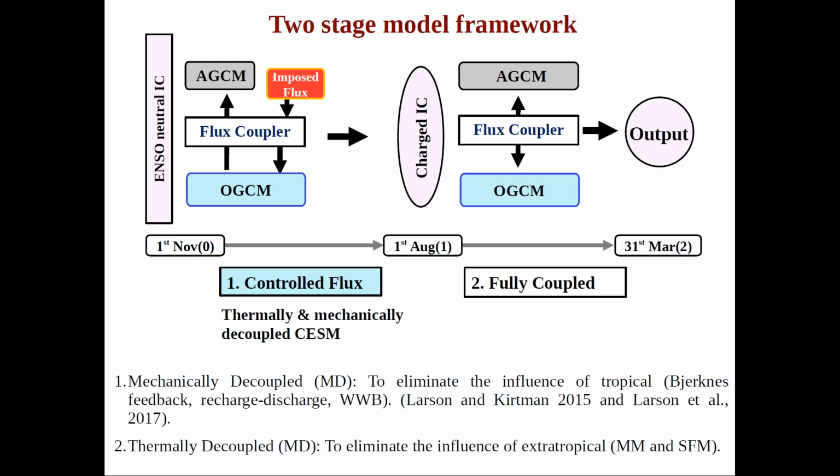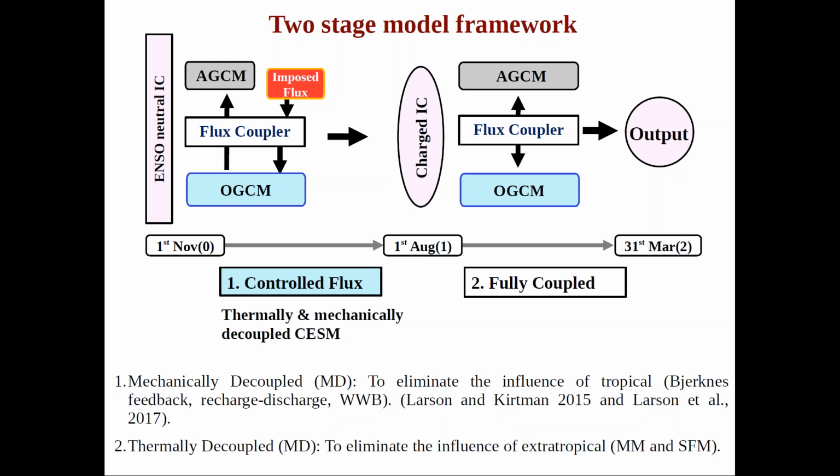Because we want to isolate the TWC mechanism, we did the mechanical decoupling to eliminate all other tropical forcing like Bjerknes feedback, recharge discharge, and westerly wind bursts. And we also gave climatological heat flux because we want to eliminate the extratropical flux events like the seasonal footprinting mechanism.